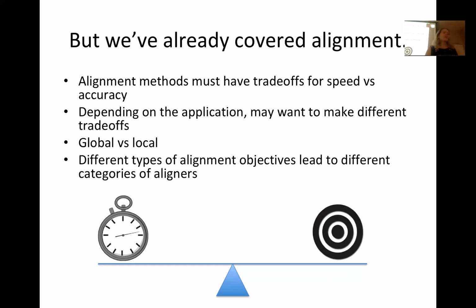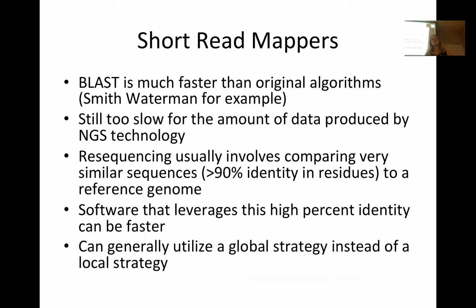We talked a little bit about global versus local. It's another decision you have to make. So different types of alignment objectives lead to different categories of aligners. So what you'll find is that bioinformatics is just like there's a million different types of read aligners, and they all do different things. And today we're specifically going to cover short read mappers.